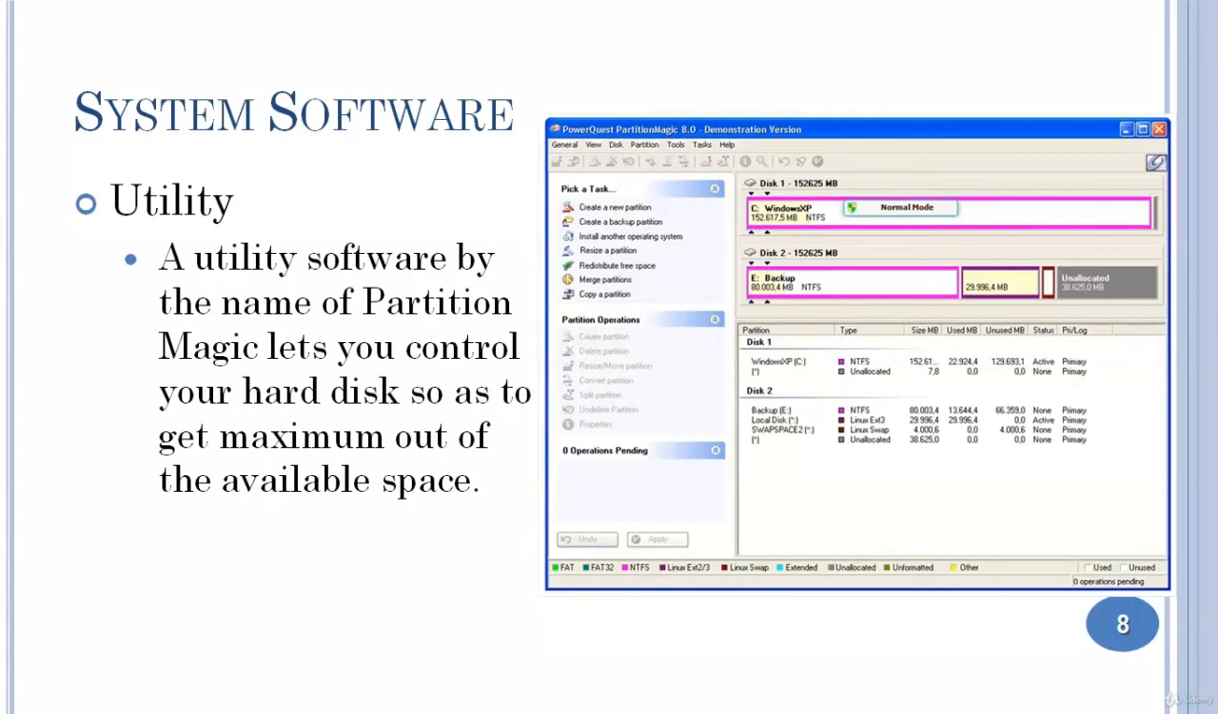For example, a utility software by the name of Partition Magic lets you control your hard disk so as to get the maximum out of the available space. So you can see the screenshot of this Partition Magic software by PowerQuest. Okay, so this utility software is basically used to manage your hard disk so as to get the maximum out of the space available. Okay.